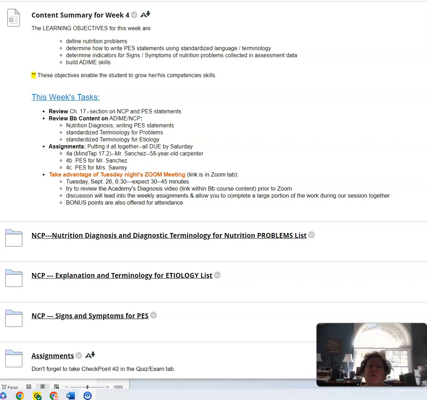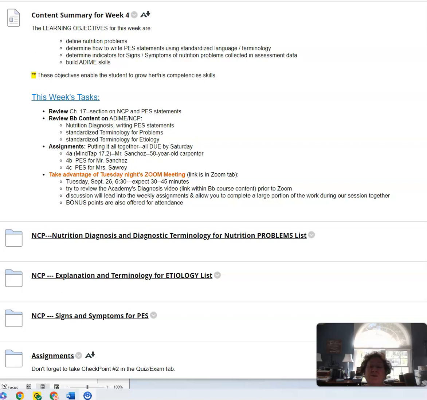Week 4 explores another section of the ADIME note, the PES section. In the nutrition care process, we identify this as problems, etiology, signs, and symptoms. When a patient is admitted to the hospital, she or he states what is bothering them. This becomes an initial impression of the medical diagnosis, and the physician eventually confirms, clarifies, or changes the impression to state the actual medical diagnosis.